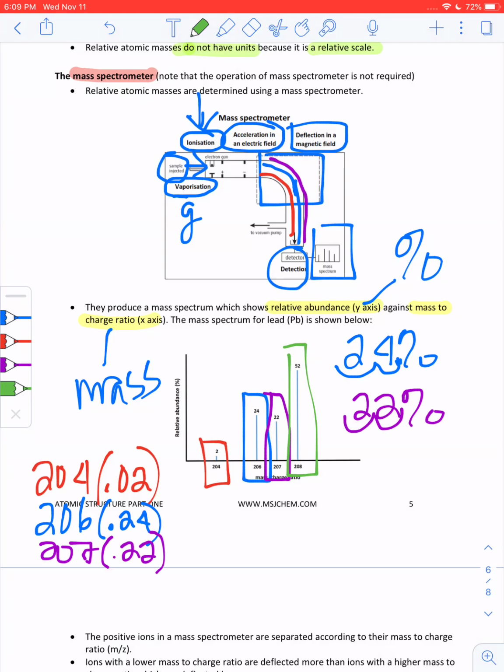And then I'm kind of out of room, so I'm going to write over here to the side. But my last one is 208. Actually, let me move that over a little bit.